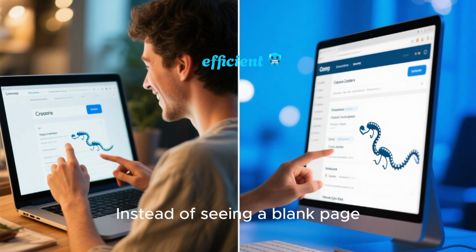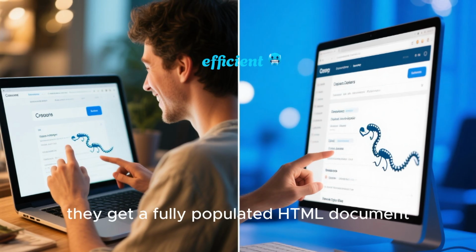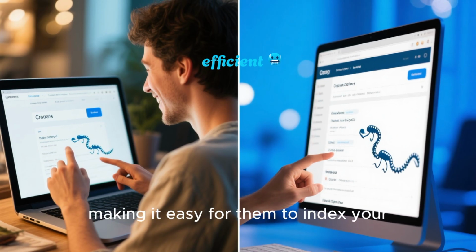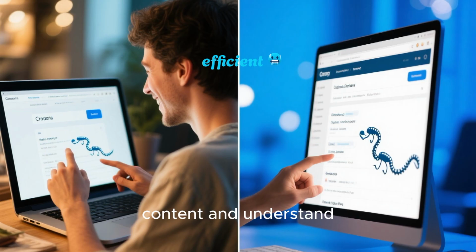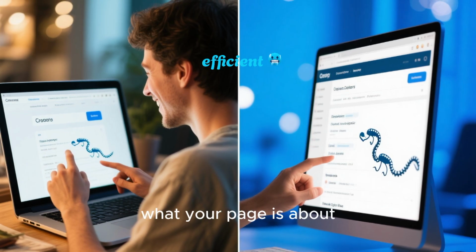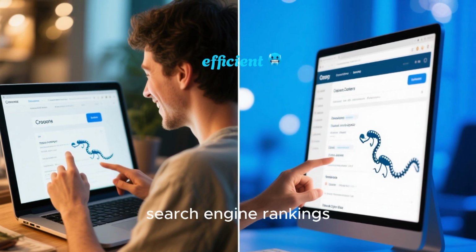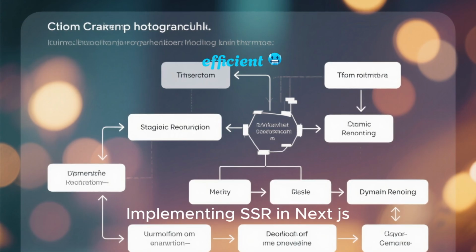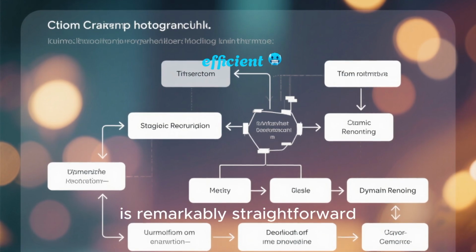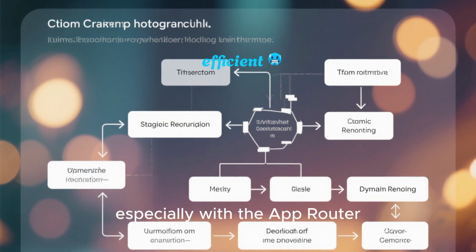Instead of seeing a blank page, they get a fully populated HTML document, making it easy for them to index your content and understand what your page is about. This directly translates to better search engine rankings. Implementing SSR in Next.js is remarkably straightforward, especially with the app router.